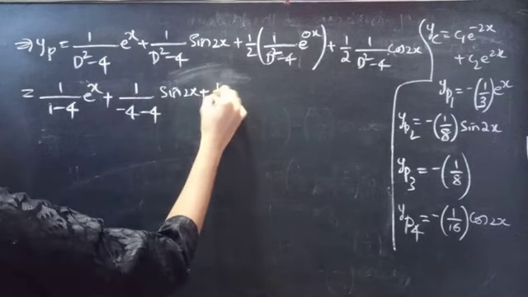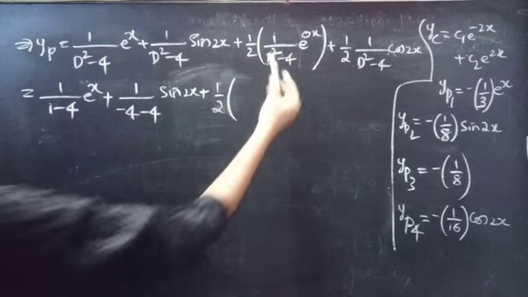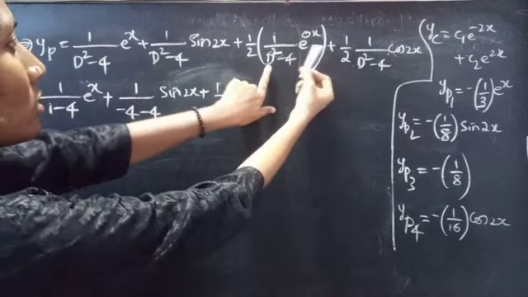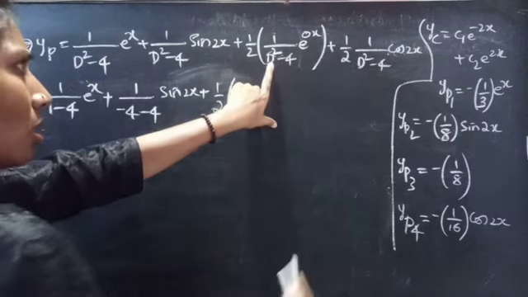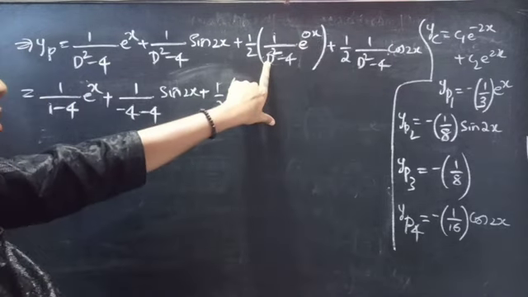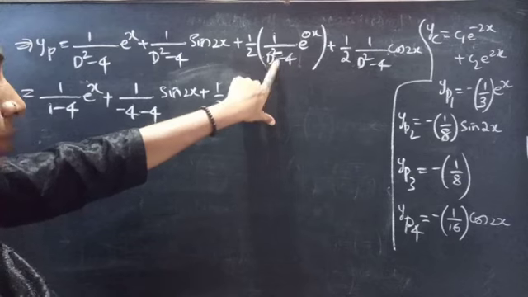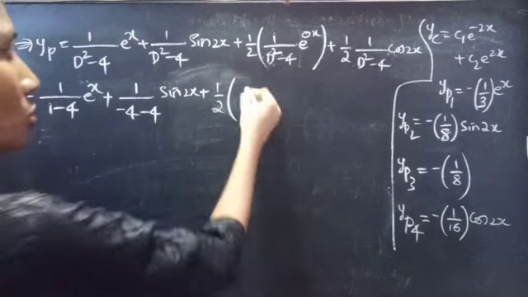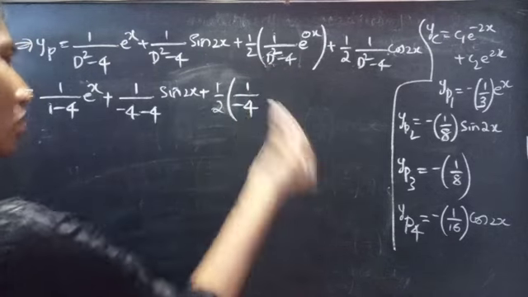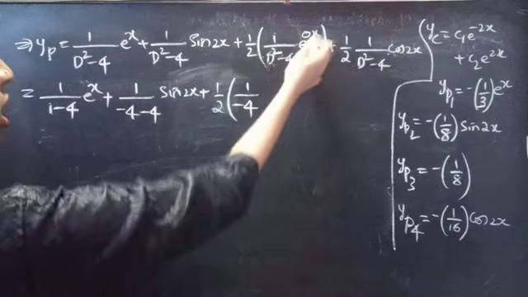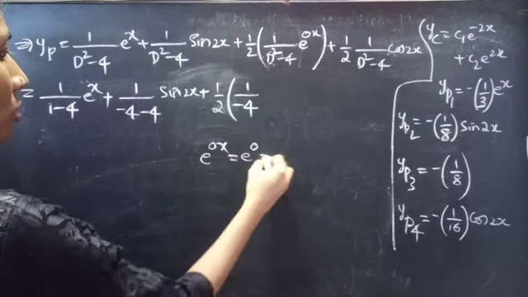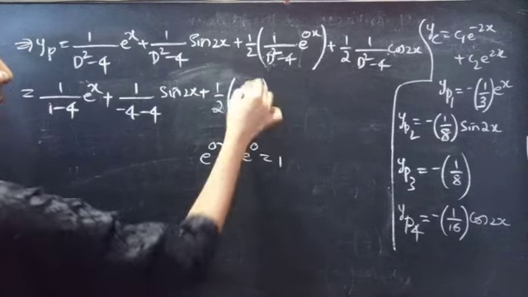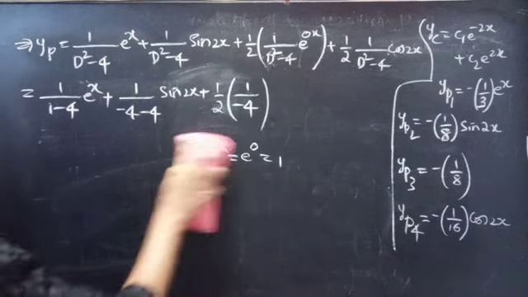Plus 1 by 2 into, here replace this, of 1 by f of d into e power ax form, for a equals 0. If we replace d by 0, 0 square is 0, minus 4 is minus 4, non-zero, so we can just write directly 1 by minus 4 into e power 0x. We know that e power 0x is e power 0, which is 1, right? So we'll get 1 by minus 4.